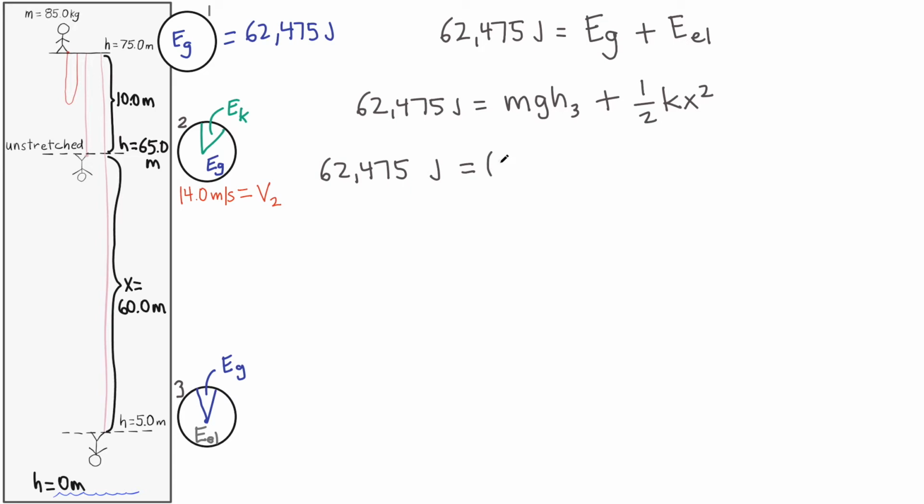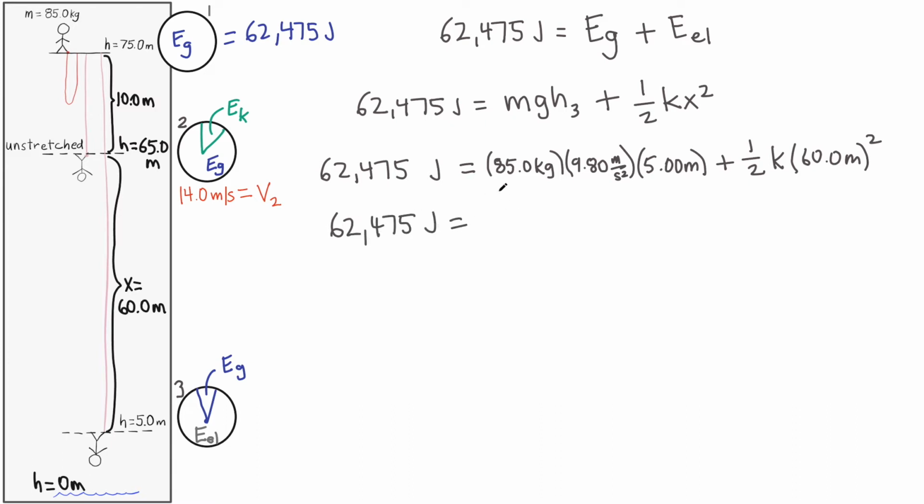The mass of the bungee jumper is 85 kilograms. The value of g is 9.8 meters per second squared. And the height at position 3 is only 5 meters above the water. And then we add in the energy stored in the stretched bungee cord. 1/2 k, where k is our unknown, and x is the stretch of the bungee cord. We had figured out that that bungee cord would stretch 60 meters from its unstretched position if the bungee jumper reached a height of 5 meters. We do need to remember that that term is squared. Let's work out the values on the next line.